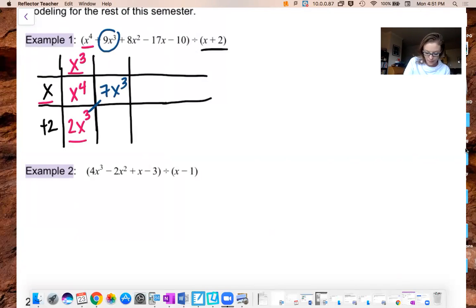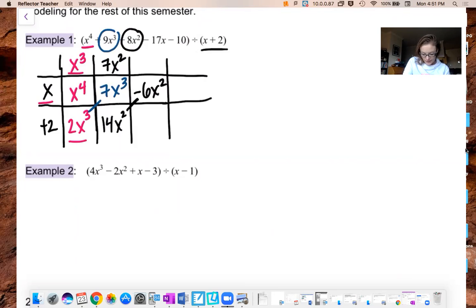This top box has to be 7x squared, so that when I do 7x squared times x, I get the 7x cubed. Then this box down here has to be 14x squared. Then I do the same thing. I have 8x squared, so what am I going to do to 14x squared to get it to become a positive 8x squared? Well, I can subtract 6x squared. So that's what goes in the box there.